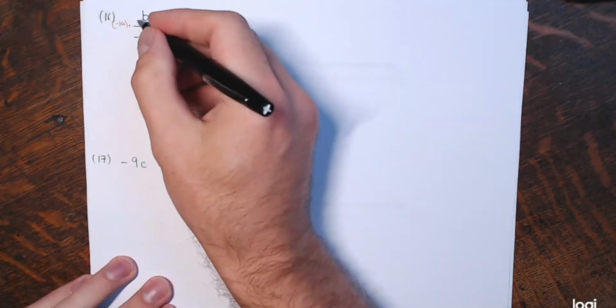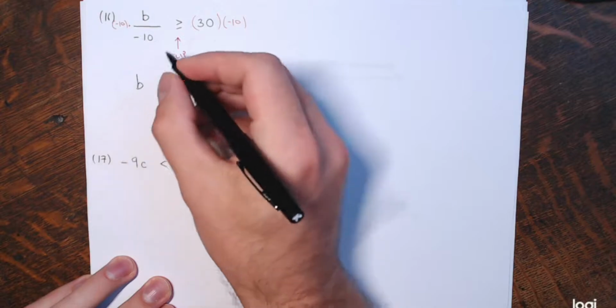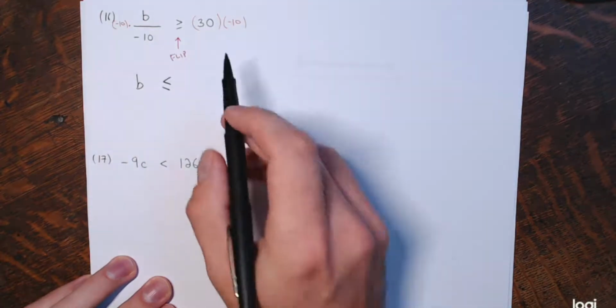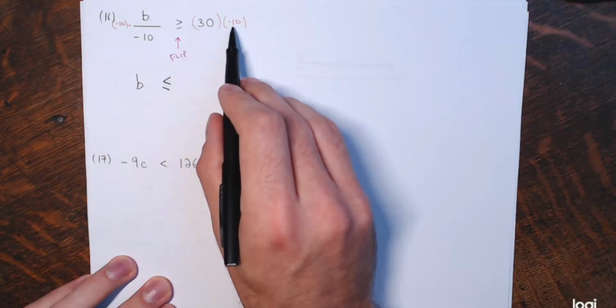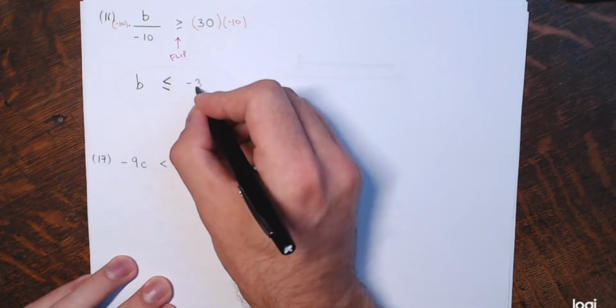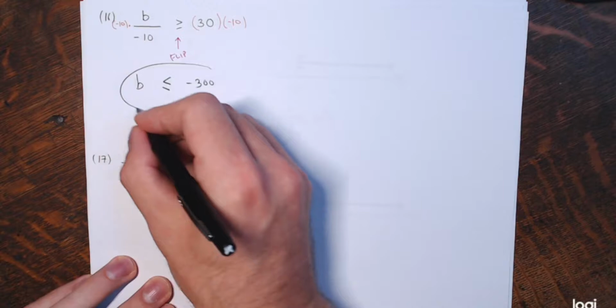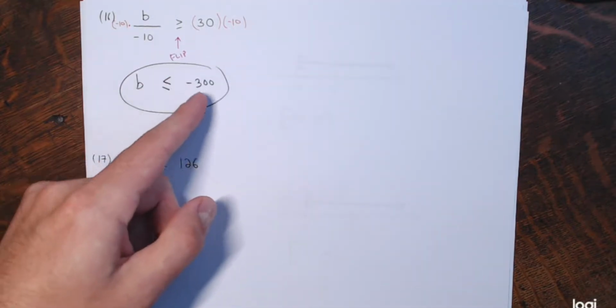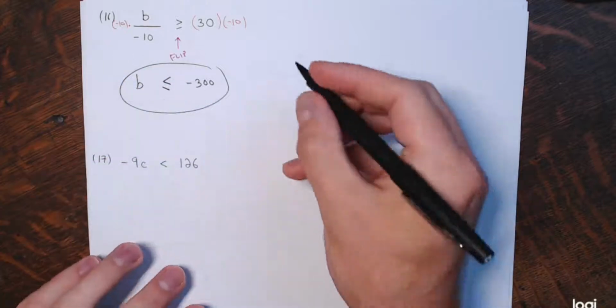So here the negative 10's cancel. I've got b, this is greater than or equal to, becomes is less than or equal to. Then 30 times negative 10 would be negative 300. So the solutions of this inequality are all the numbers less than negative 300 or equal to negative 300.